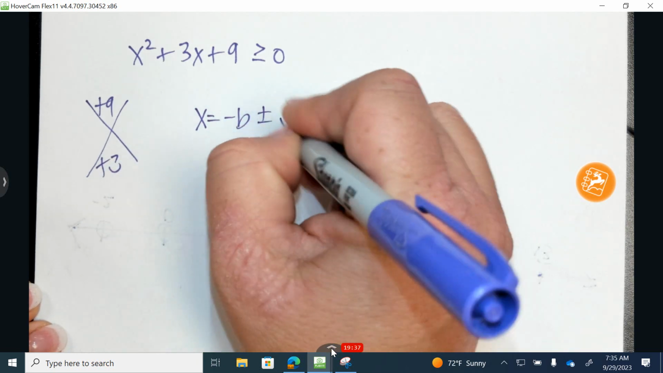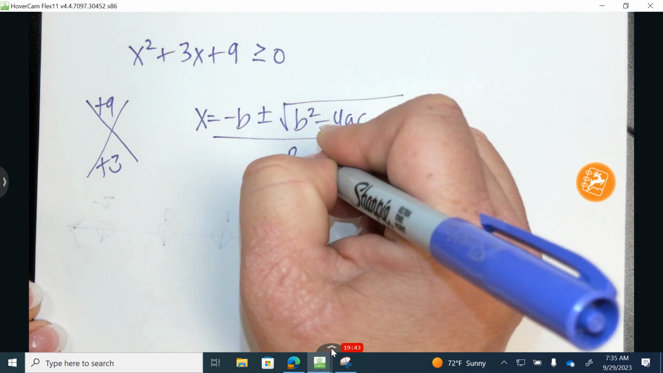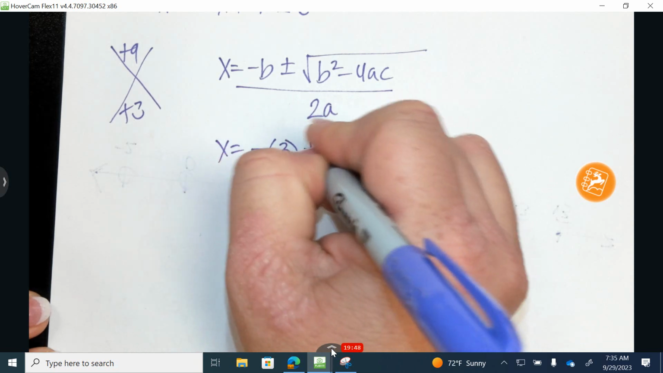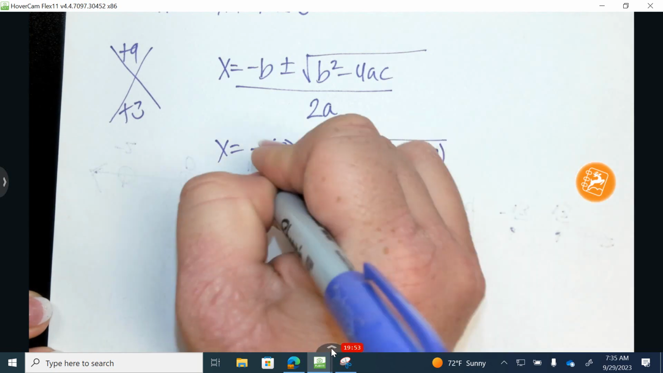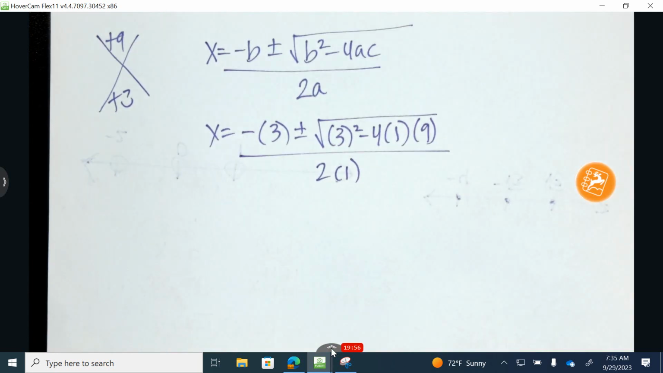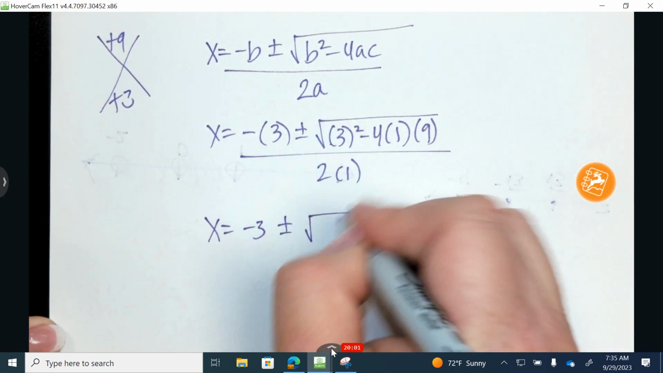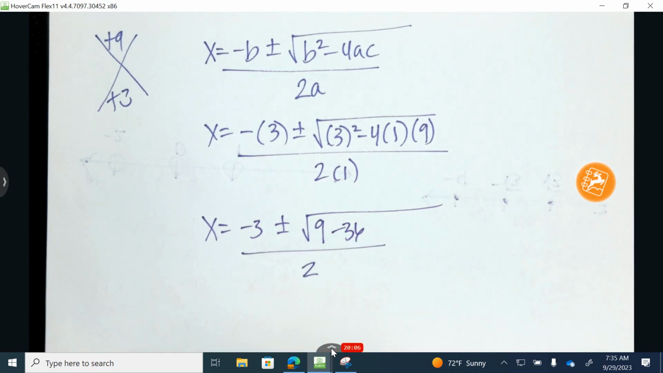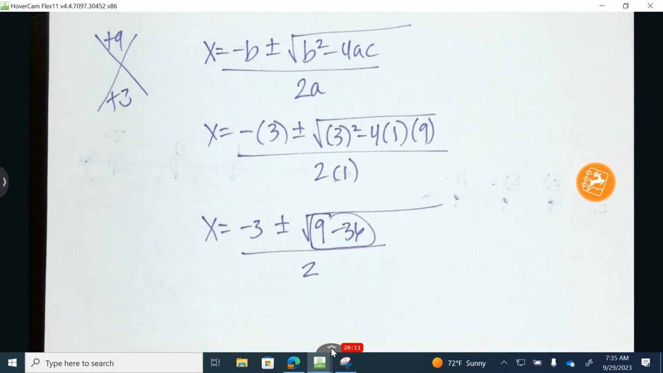x equals negative b plus or minus the square root of b squared minus 4ac, all over 2a. So I have negative 3 plus or minus the square root of 3 squared minus 4ac, all over 2 times 1. Negative 3 plus or minus the square root of 3 squared, which is 9, minus 36, all over 2 times 1, which is 2. I'm going to stop right here. What type of number does this produce? 9 minus 36, a negative number.